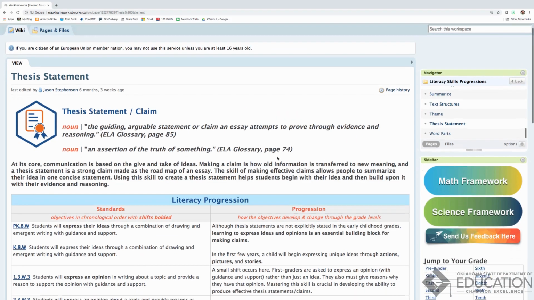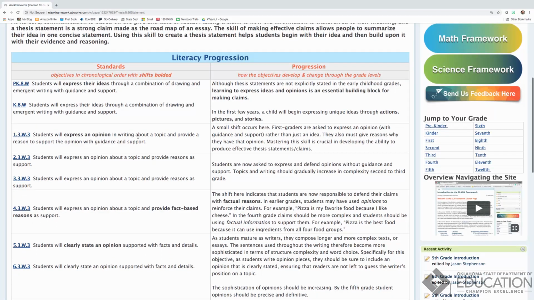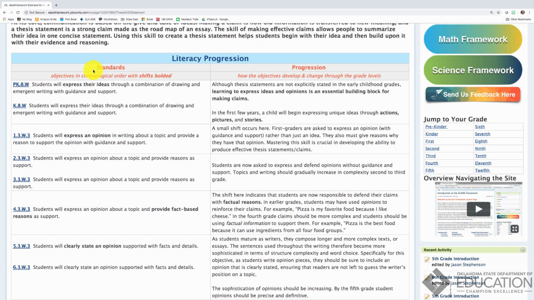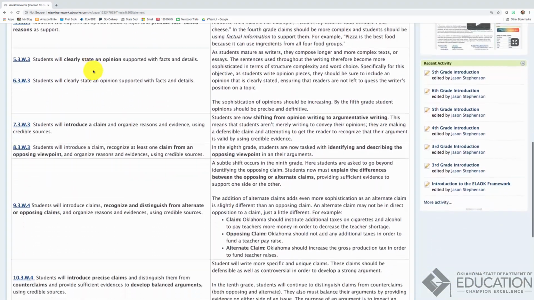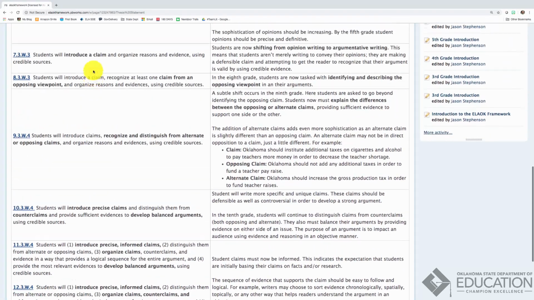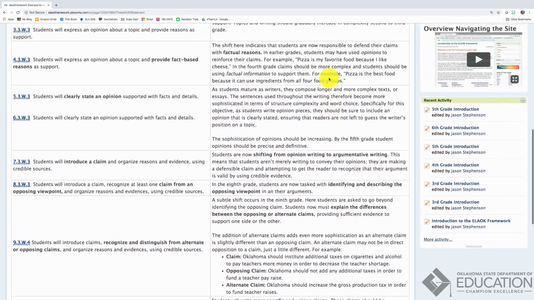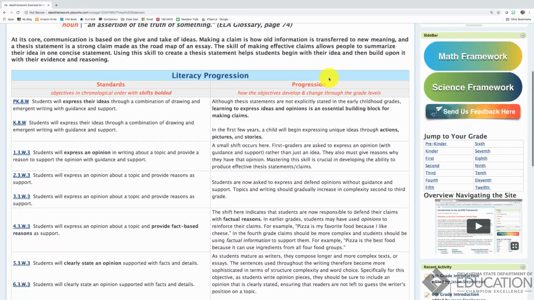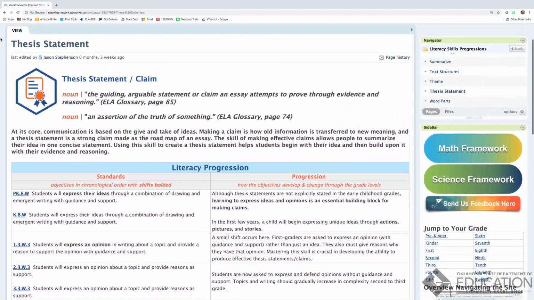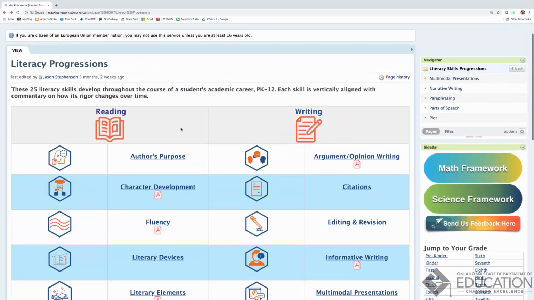Each literacy progression begins with a definition and an introduction. Then 2 columns present the concept. The left column is a vertical alignment of the objectives about this topic, in this case, the concept of a thesis or claim. Anytime the language of the objective changes, those words are bolded. In the right column is commentary on how the objectives are changing and developing along with classroom implications. There are lots of literacy progressions to explore either by yourself or with your PLC.